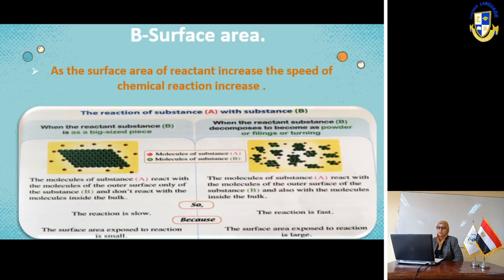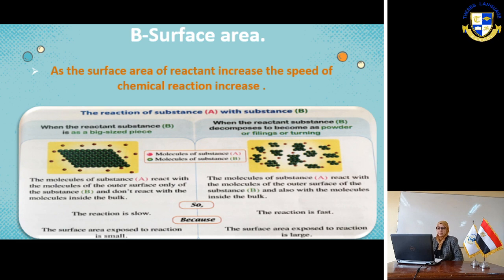Slide number 9. Surface area. As the surface area of the reactant increases, the speed of the chemical reaction increases. As shown here in the figure, the reaction of substance A with substance B. We can say that in the first case the reactant substance B is a big size piece, and in the second case substance B is decomposed and becomes powder or filings. So what can we say? The molecules of substance A are red, and the molecules of substance B are green.